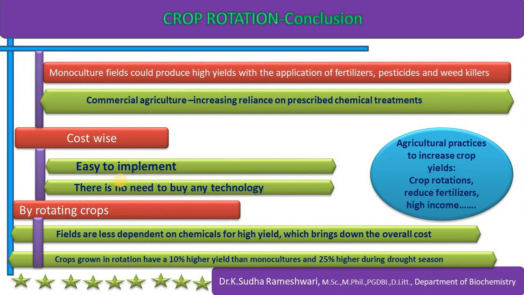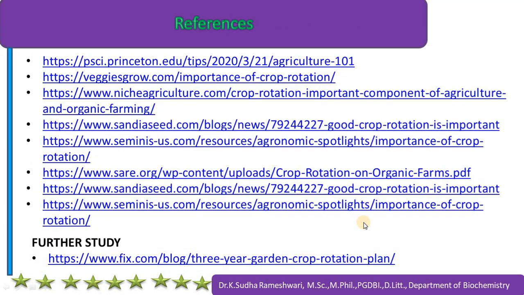This is due to the lack of a global data set of crop rotation. However, it is known that crops grown in rotation have a 10% higher yield than monocultures and 25% higher during drought season. Agriculture practices to increase crop yields: crop rotations, reduce fertilizers, high income. That's all about the conclusion.